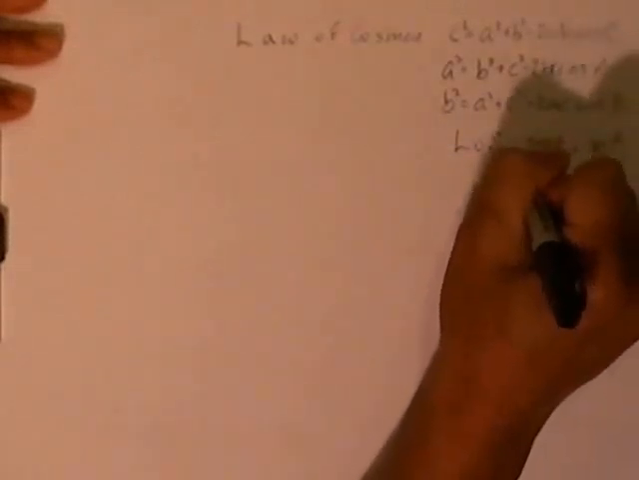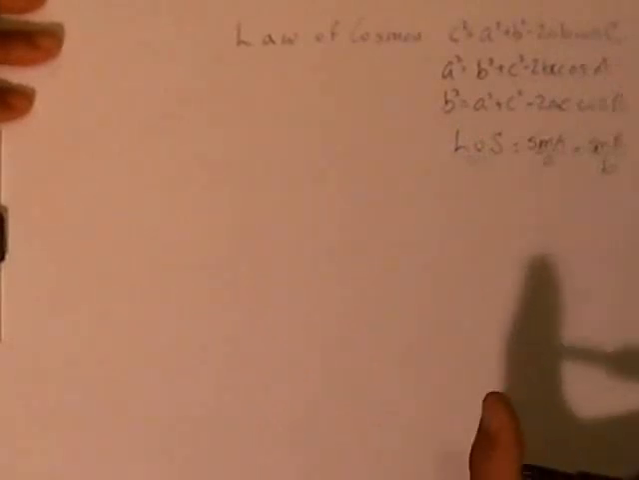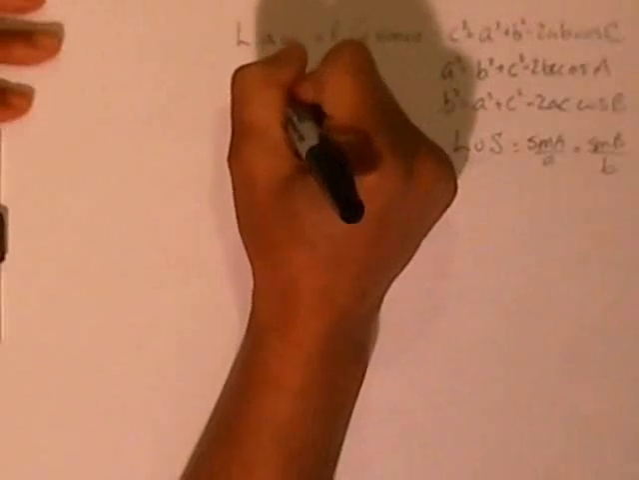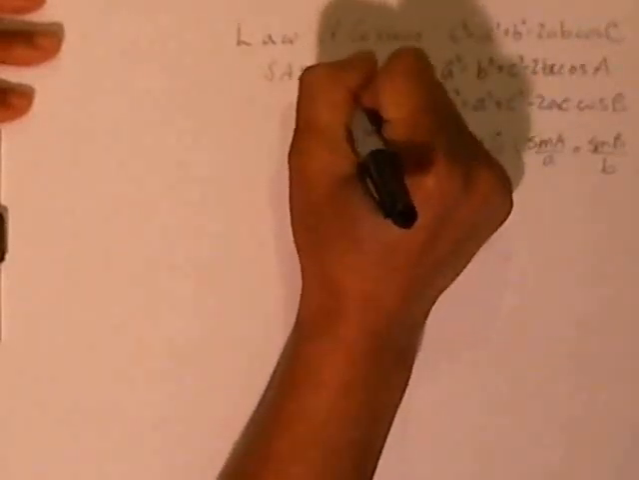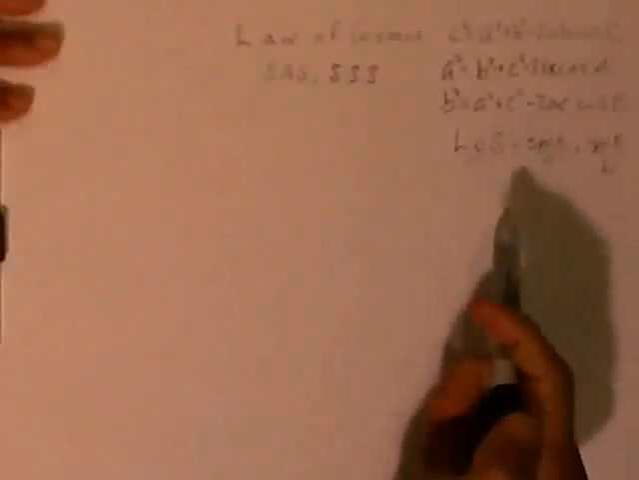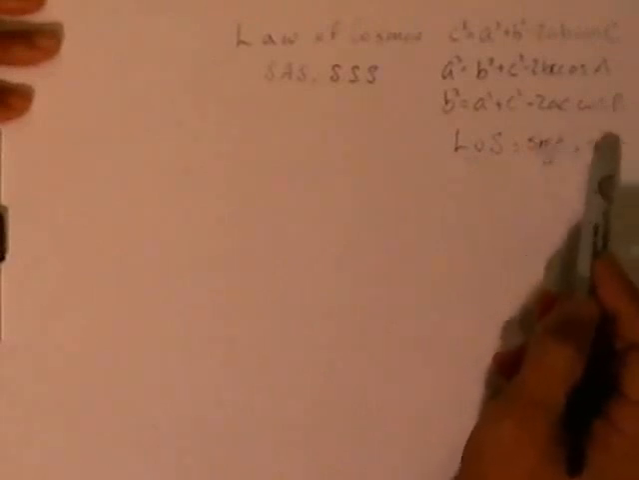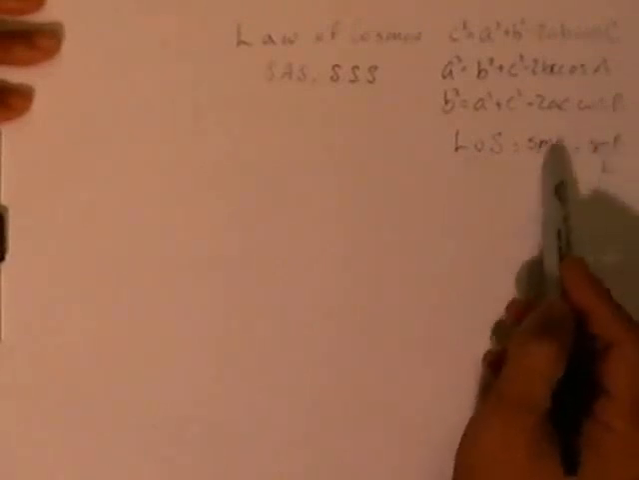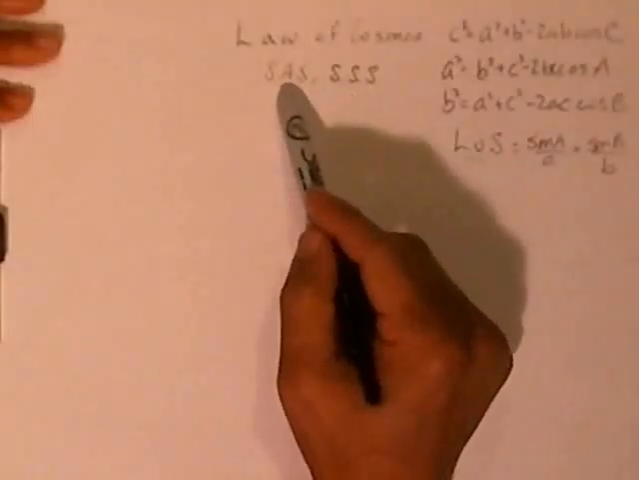But in certain situations, the law of sines cannot be used. Such cases are the SAS situation and the SSS situation. If you have three sides, you don't have one of the angles, or both of the angles, so it's very difficult. In fact, you cannot use the law of sines anymore. You have to use the law of cosines.